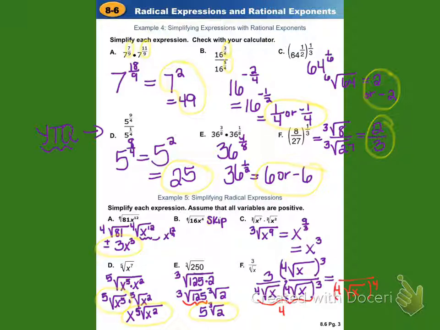So that's what I want to do: multiply by however many more 4th roots of x it would take to cancel out. That leaves me on the top with 3 times the 4th root of x cubed, and that bottom now just becomes x. So we have 3 times the 4th root of x cubed on the top, and we just have x on the bottom, and that's our final answer.